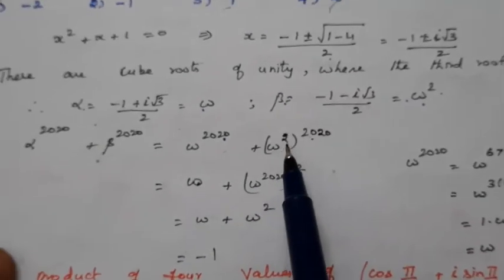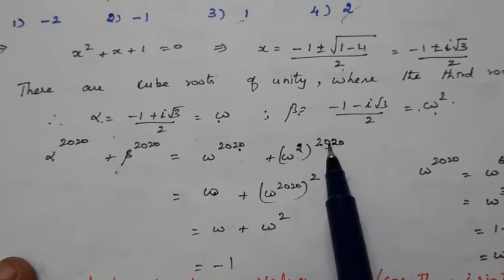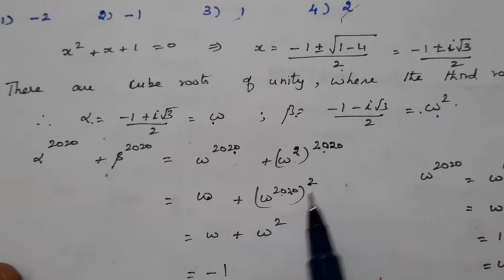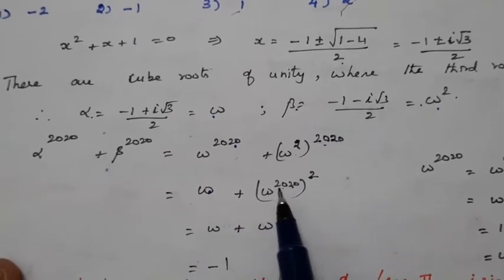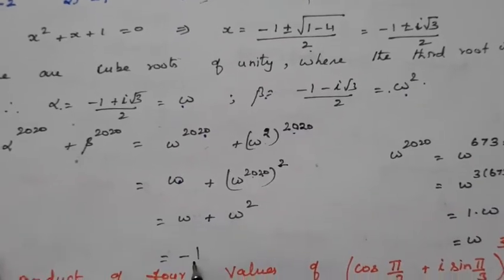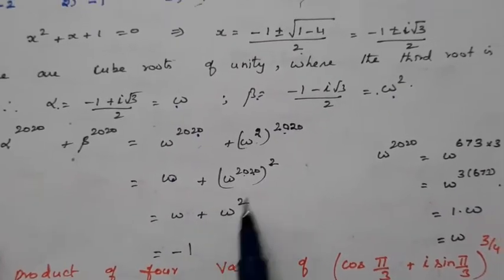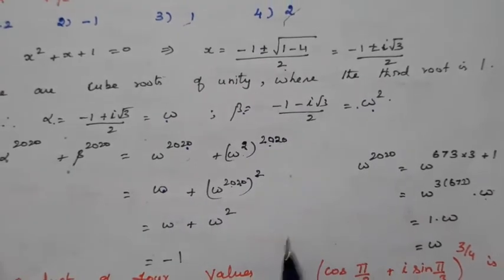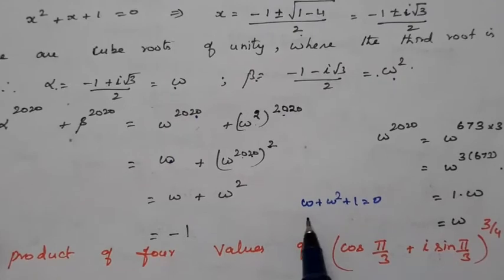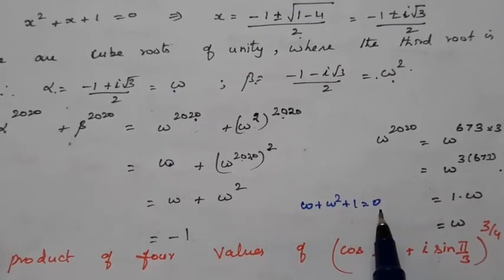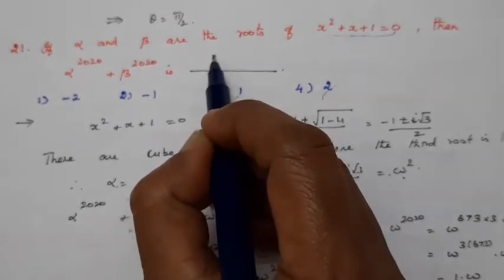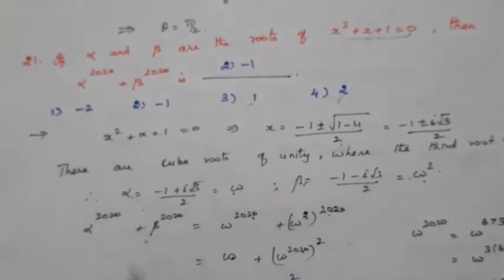Now omega squared to the power 2020 means we can interchange this, so it will be omega power 2020 the whole squared. So what is the value of omega power 2020? Just now we found it as omega. So omega squared. Again, omega plus omega squared is equal to minus 1, because omega and omega squared are cube roots of unity, and the condition for cube roots of unity is omega plus omega squared plus 1 is equal to 0. Therefore omega plus omega squared is equal to minus 1. So option number 2, minus 1, is the answer for problem number 21.